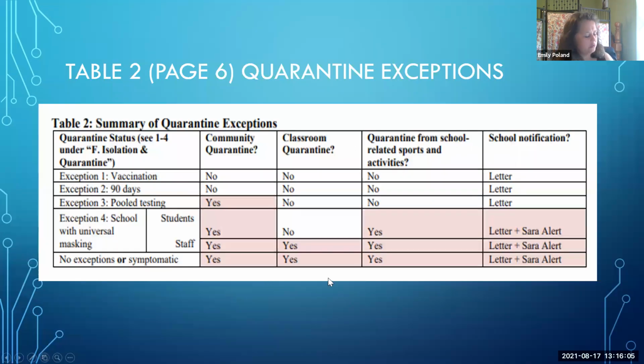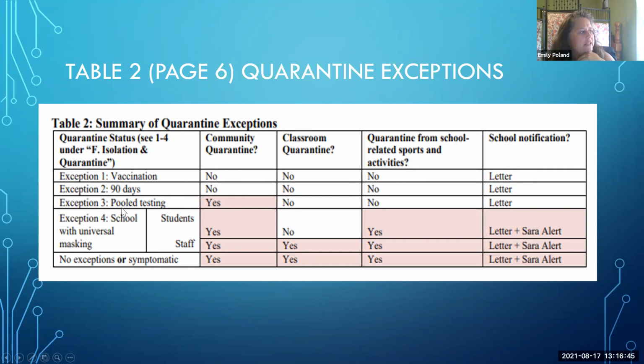All right, so let's look at the chart, which is on page 6, this table 2. And take a deep breath. It's a lot to process. So the first 2 exceptions are vaccination and pooled testing. As you can see with row 2 and row 3, there's no quarantine, no quarantine, and they just have to be notified that they were exposed. So that's what you're doing, right?